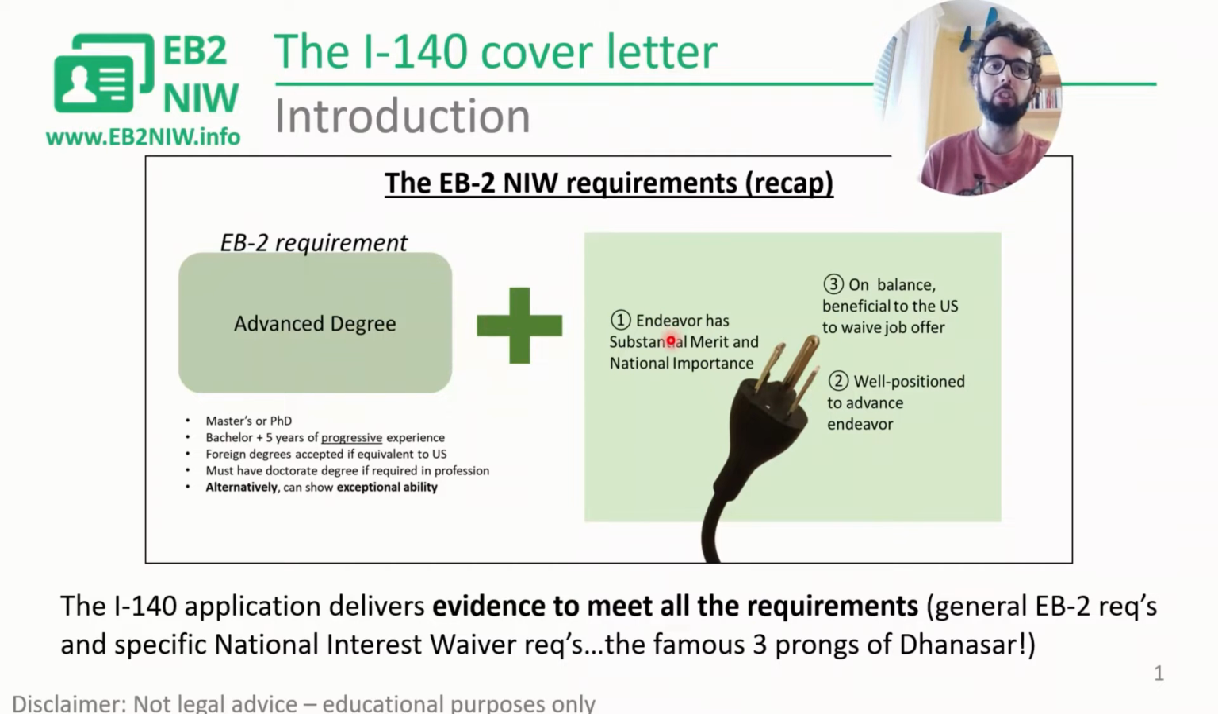Those are the famous three prongs of the Matter of Dhanasar, and I leave you a video over here to check that information in more detail. You have to have an endeavor that has substantial merit and national importance. You have to prove you're well positioned to advance that endeavor, and on balance, it is beneficial to the US to waive the job offer. So the I-140 application really delivers all this evidence that you need: the general EB2 evidence on one side, and the three prongs of the Matter of Dhanasar on the other side.